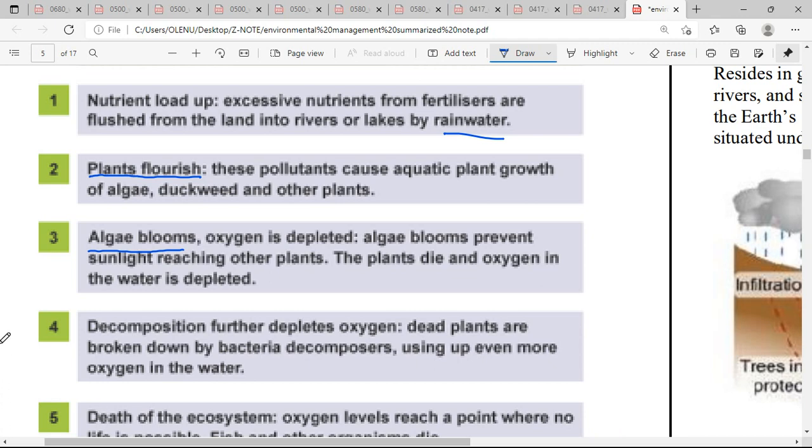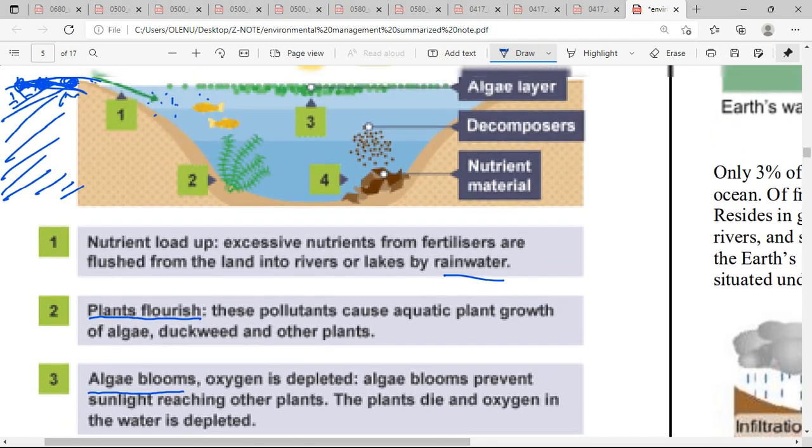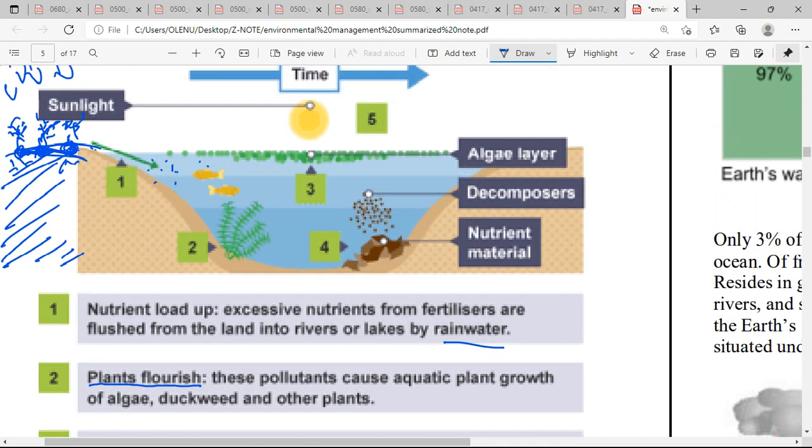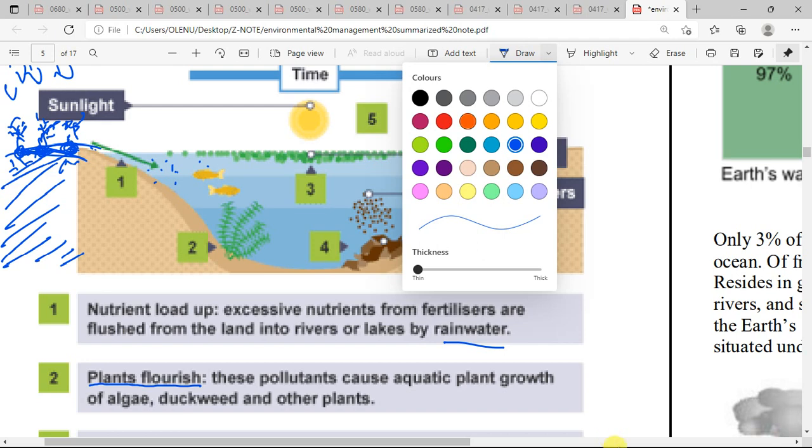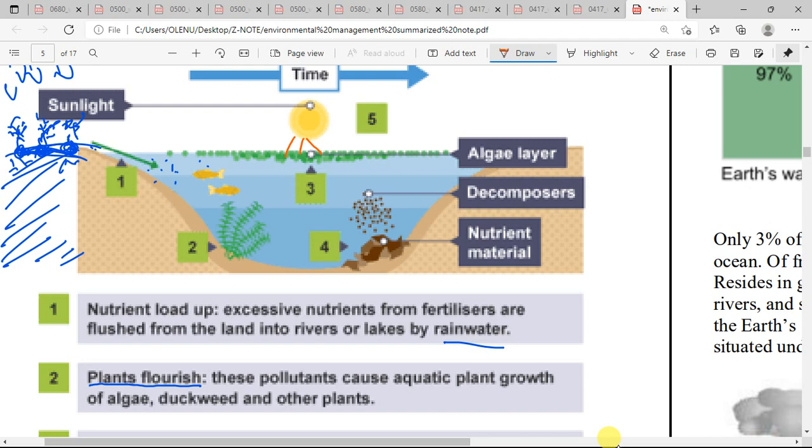So let me show you something from that diagram. What that simply signifies is, as a result of algae bloom, now you have sunlight here. That means this algae on the surface of the water will hinder sunlight from moving downwards. So aquatic plants in this case will not have access to sunlight. As a result, they will not be able to photosynthesize and they won't be able to make their own food.